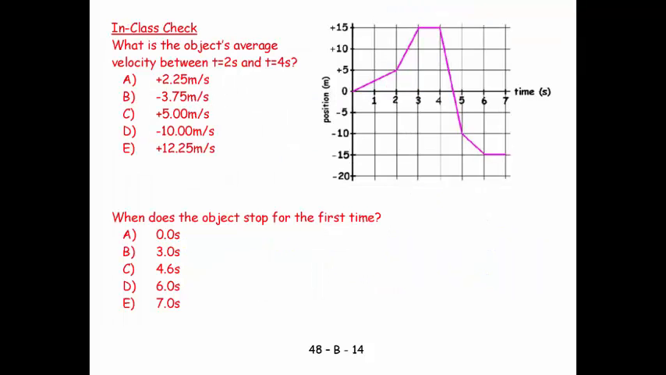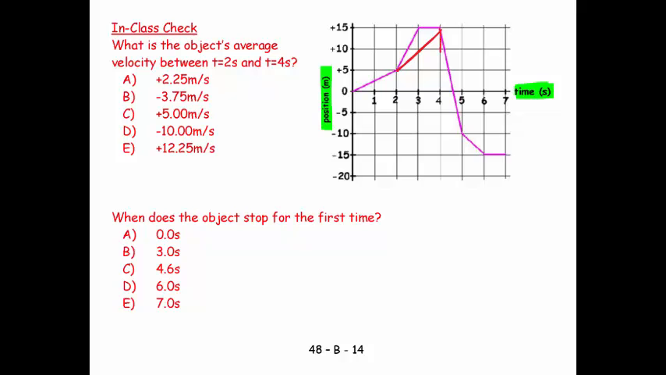So let's look at this. What is the object's average velocity between 2 and 4 seconds? Let's have a look and see what graph we have. We have a position versus time graph. So I'm going to find the average velocity by looking at the slope, and between 2 and 4 seconds means I go from there to there. So there's the slope I'm interested in.